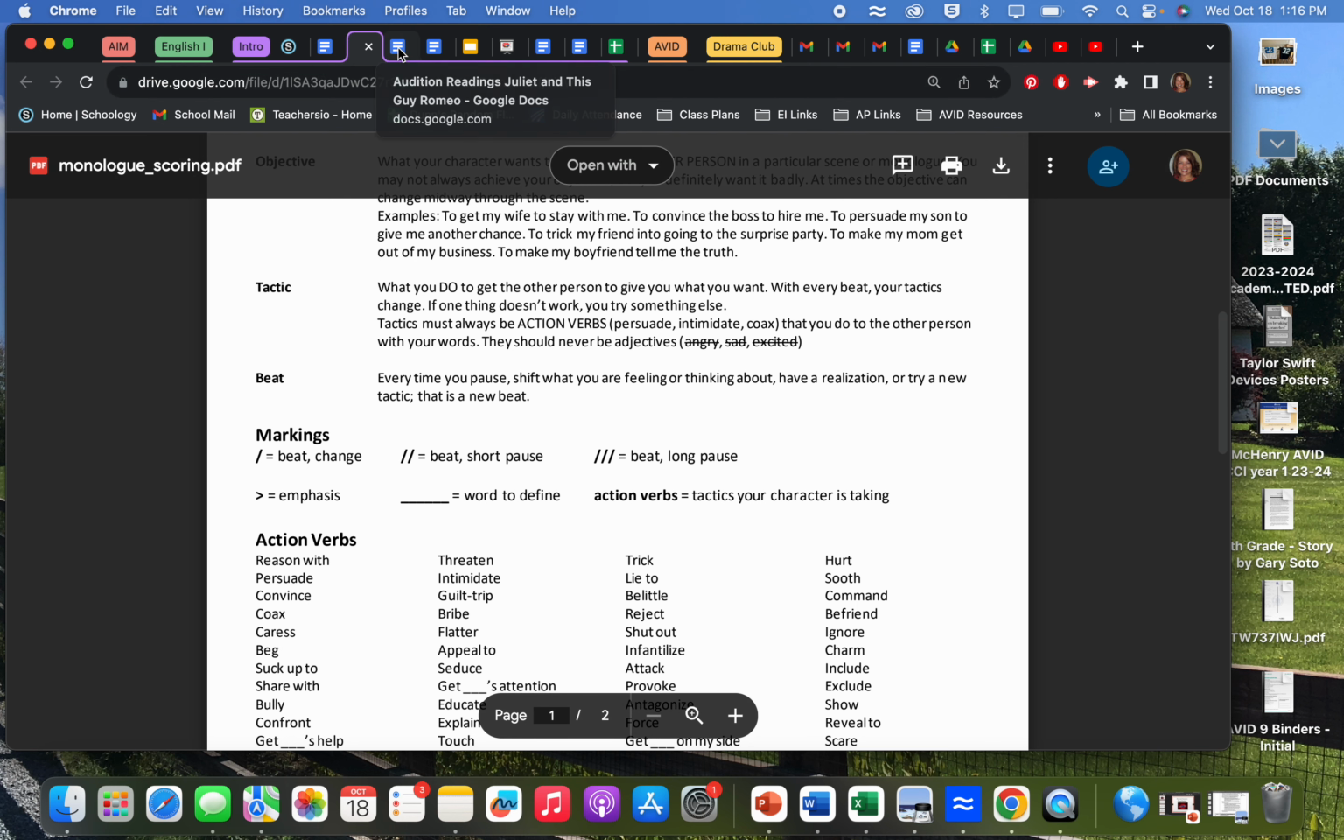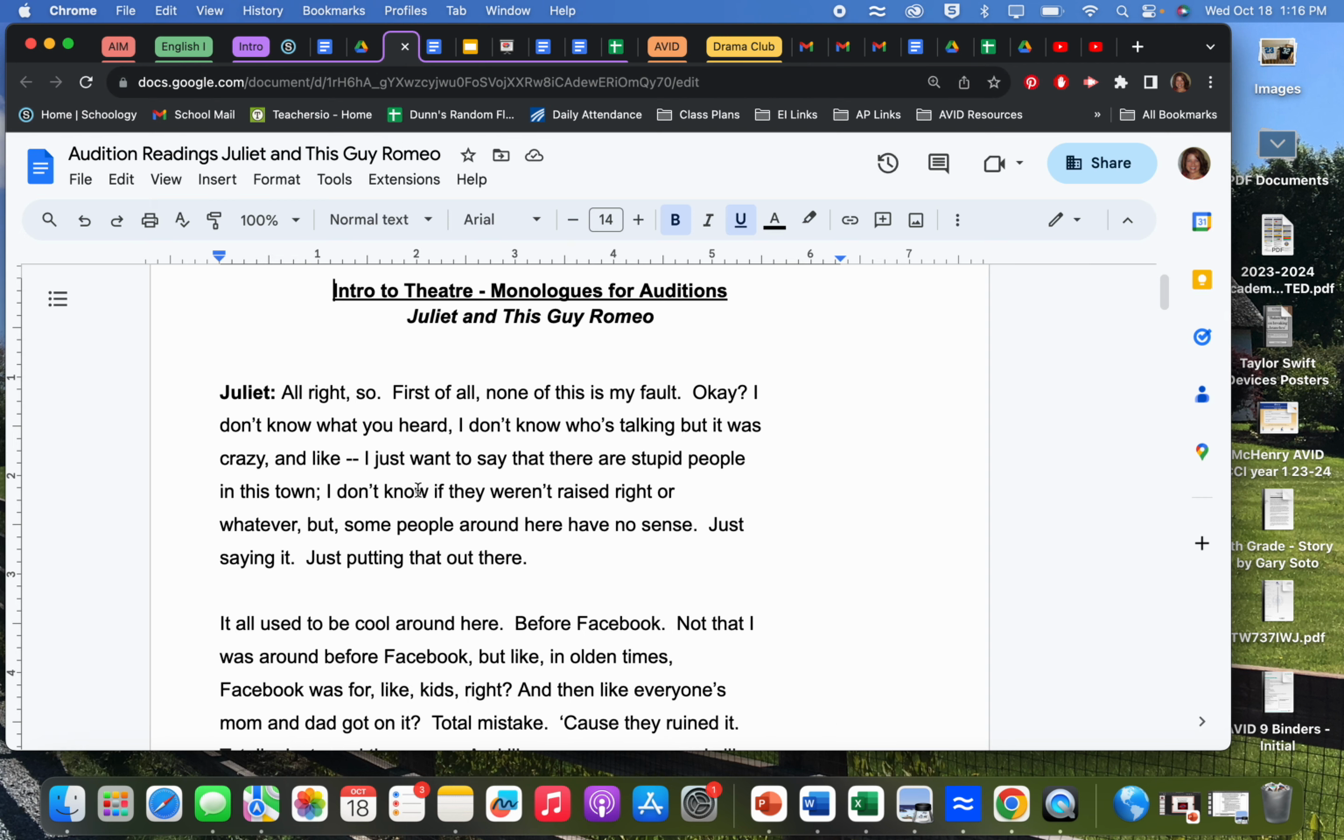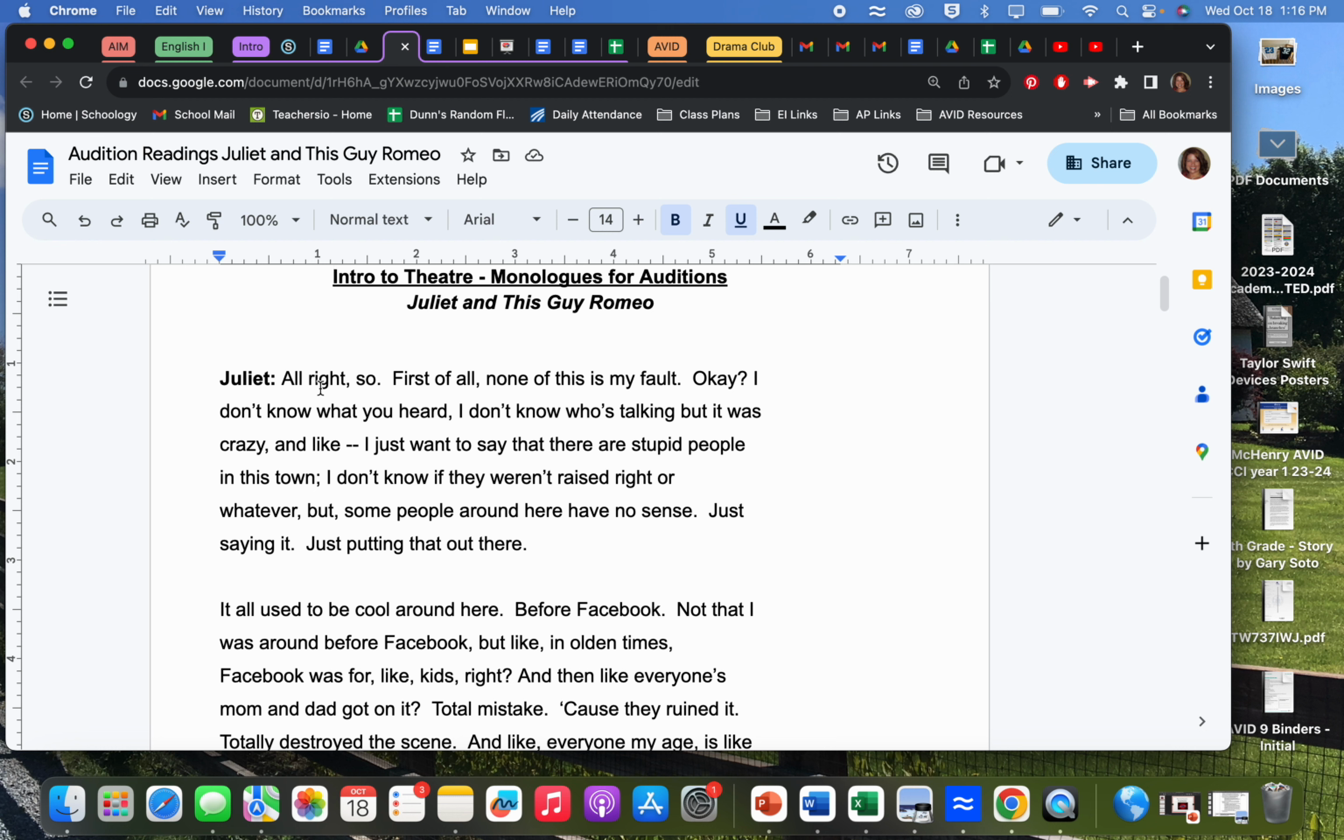So for example, if I go back to the audition readings, the first line of Juliet's monologue: "First of all, none of this is my fault." I would point up the words none and my in that first sentence because I think that kind of pulls across the idea a little bit more. So go ahead and go through the monologue and determine what words need emphasis. Go ahead and pause the video and allow students to do that.